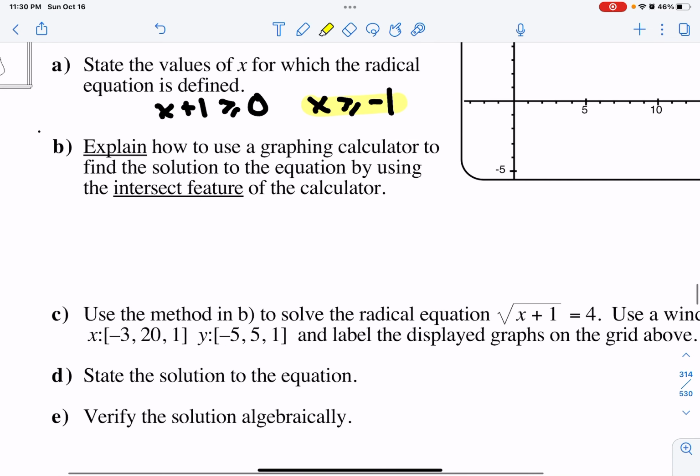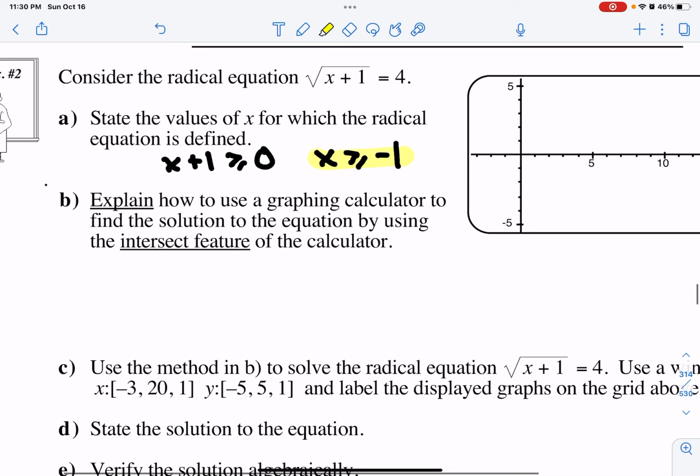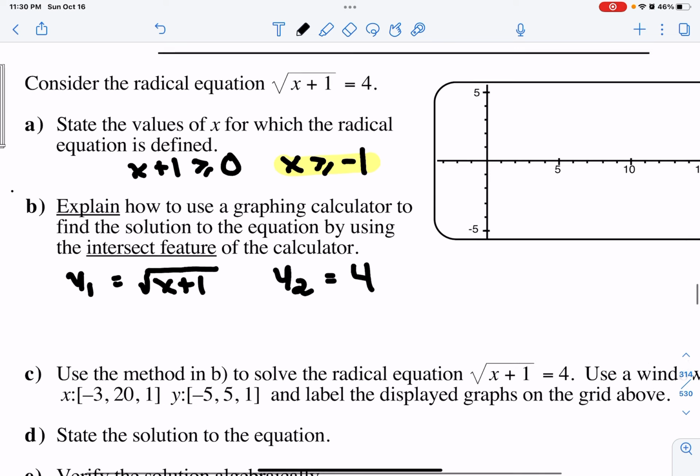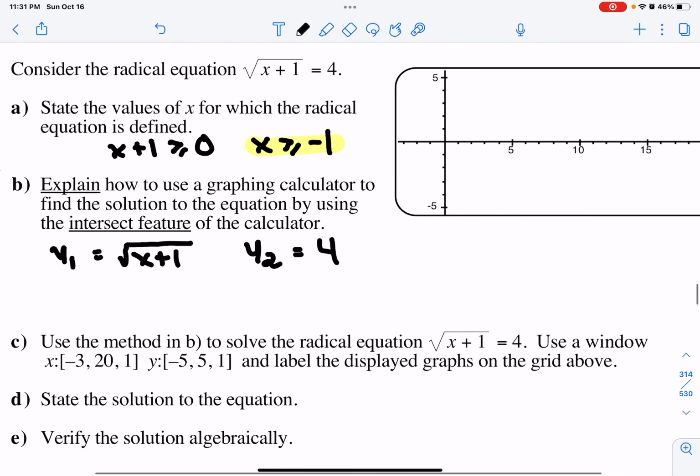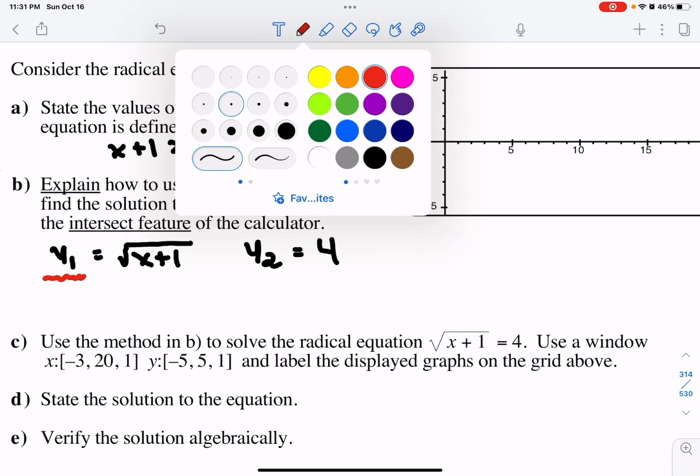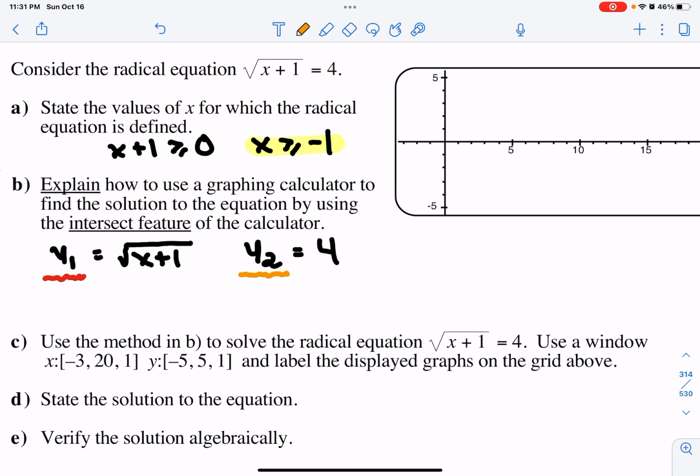Explain how to use the graphing calculator to find the solutions of this. We can actually do this quite simply. In y1, the first entry in your graphing mode, you are going to type in the square root of x plus 1. In y2, you're going to type in 4. So it's going to graph the square root of x plus 1, and y2 would be the 4. If I look at this on a graph, it is going to look like the following. I'm going to use different colors to represent different sections. So y1 is going to be represented by red, and y2 by orange.